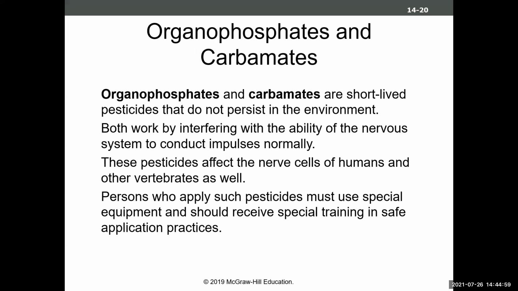So some other classes are organophosphates and carbamates. These are short-lived pesticides. They don't last long in the environment. What these do is they affect the nervous system, and they prevent the nervous system from conducting impulses to allow your body to function. And so these pesticides can affect not only the nerve cells of animals, insects, and other organisms, but also humans and other vertebrates. So they're really not specific in what they affect, and you have to be careful where you apply these. And the people who actually apply these types of pesticides have to be trained in how to handle them safely so they don't get hurt or harmed in the application process.